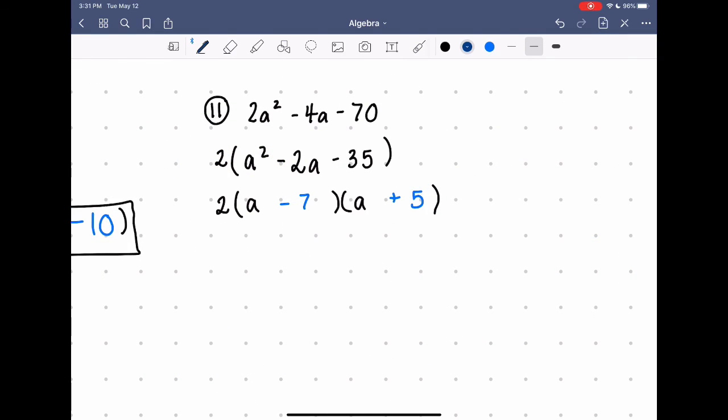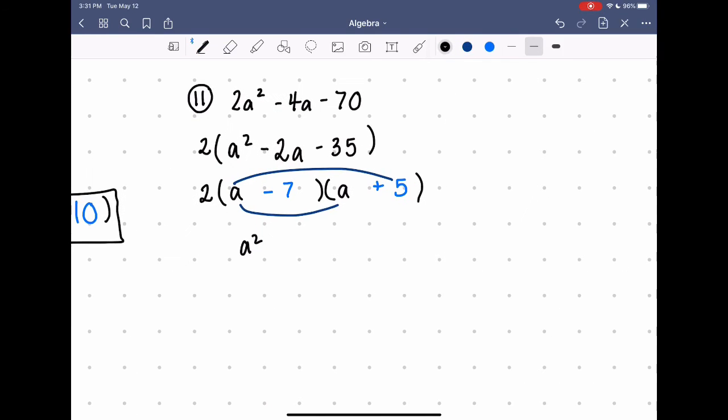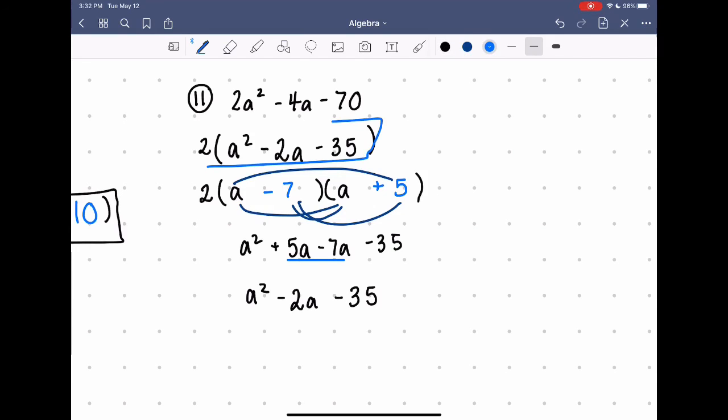Let me just FOIL that real quick, just to check. First gets me a squared, outer, plus 5a, inner, negative 7a, and the last terms get me to that negative 35. After I combine these like terms, I'm going to end up with a squared minus 2a minus 35, which is exactly what I started with up here, which means I did it right.